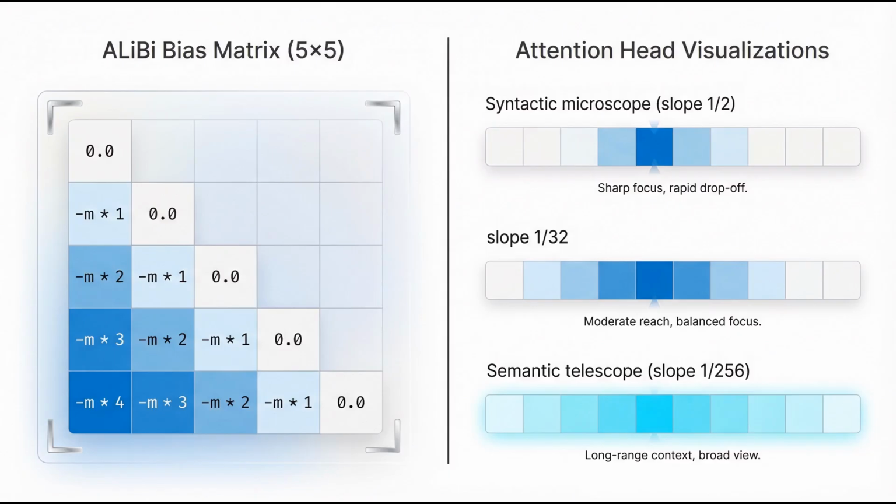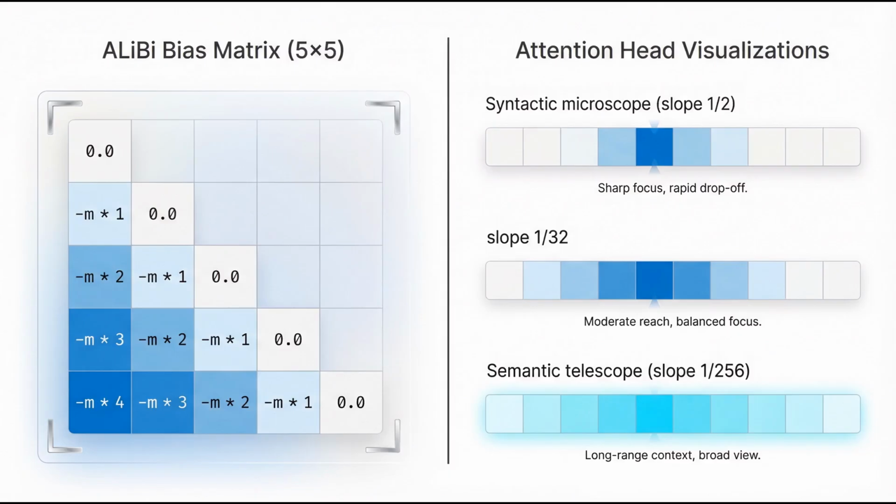Heads with a large slope are syntactic microscopes. Strong distance penalty, focus on neighboring tokens. Heads with a small slope are semantic telescopes. Mild penalty, global context visibility. Together, they form a multi-scale ensemble.